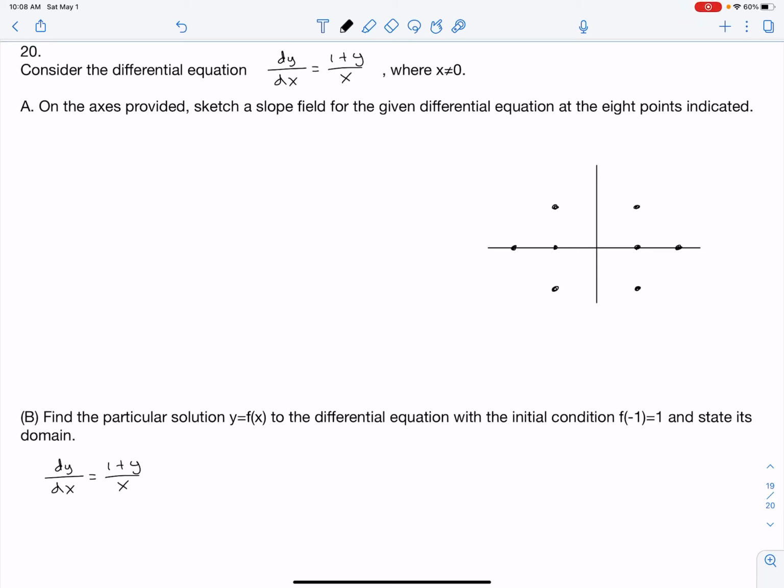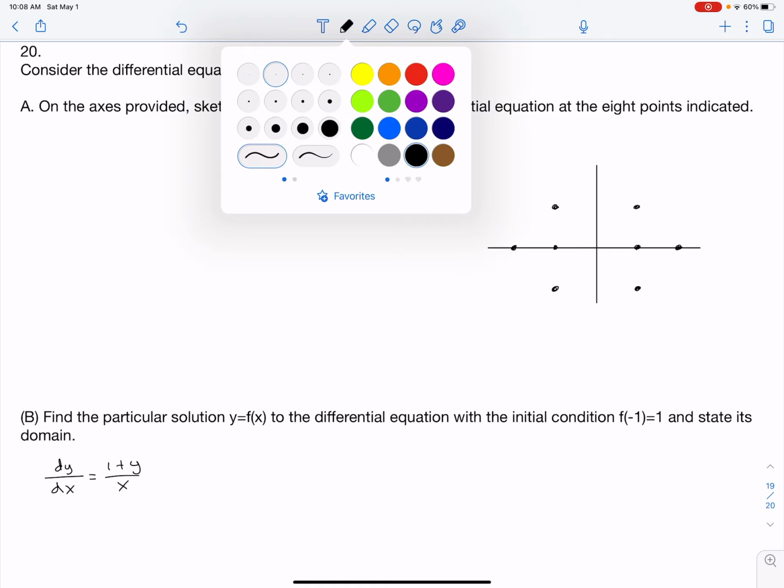Okay, let's look at number 20 from the free response. So again, this is a differential equation or slope field question. Because we have seen this multiple times, please make sure that you have given this your best shot before watching this video. Okay, disclaimer and warning is over. Let's go and see what we can do.